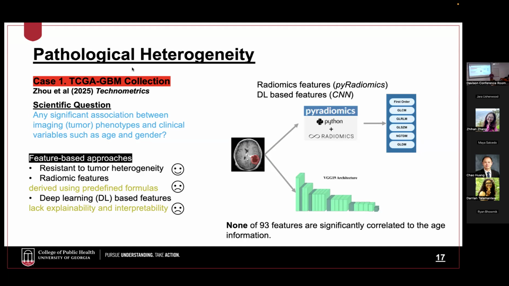But actually, in all these existing studies, people always find that these tumor areas, or the intensity features, are highly related to patient aging information. Which means that these traditional methods don't work in our case. Okay.